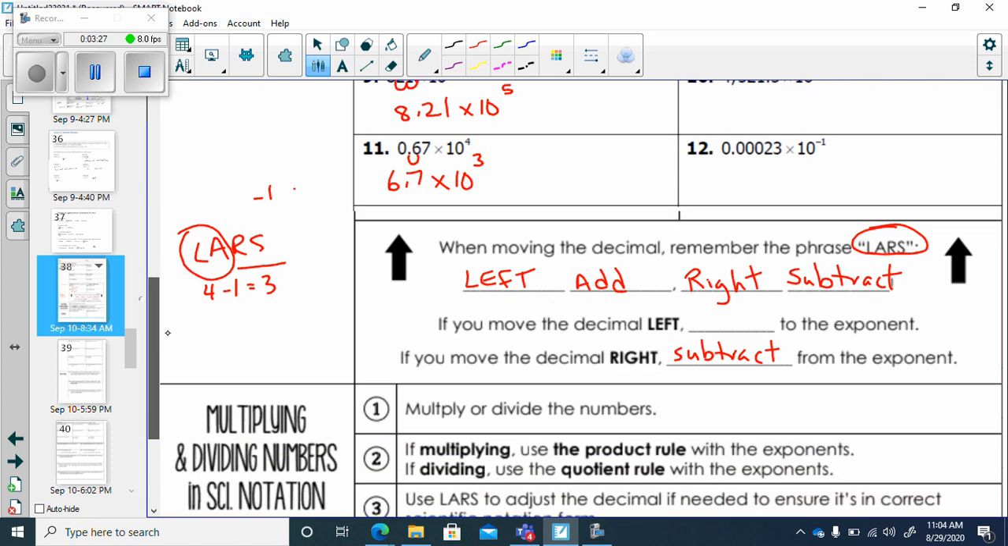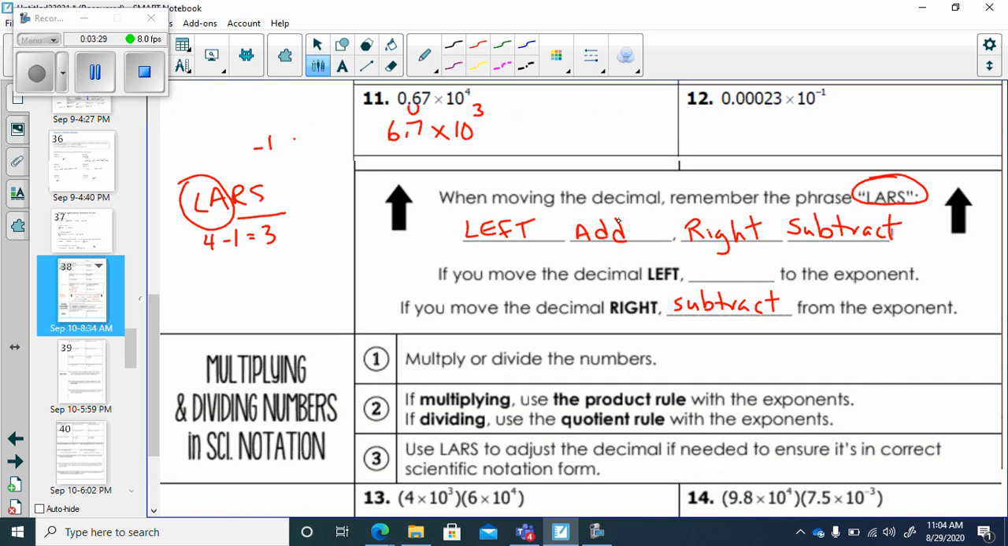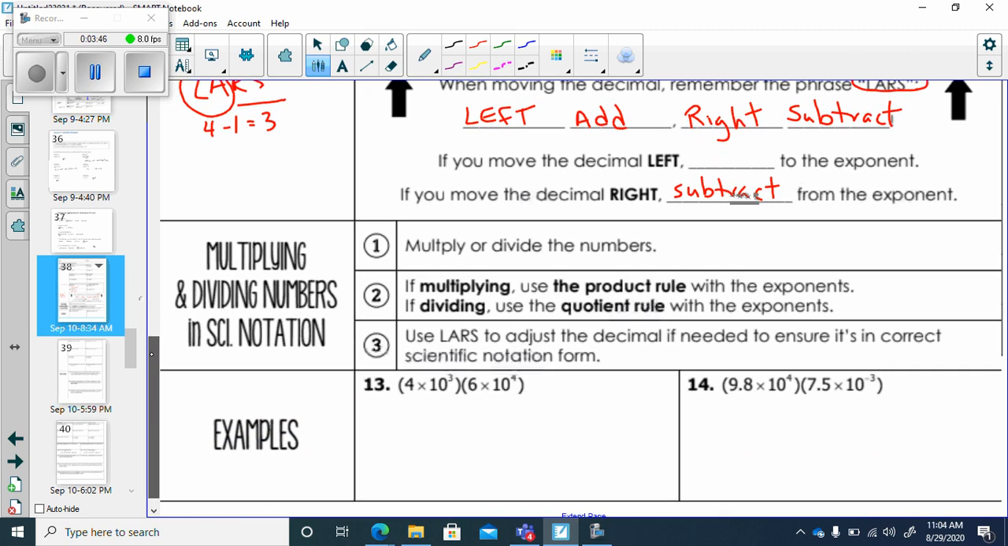LARS is used to let us decide whether we're adding to or subtracting from the exponent when we're moving the decimal. Okay, we're going to need that while we're multiplying and dividing, because sometimes it's not going to be expressed in scientific notation when we get our answer. Okay? So keep going back to your LARS thing. This is important to you.